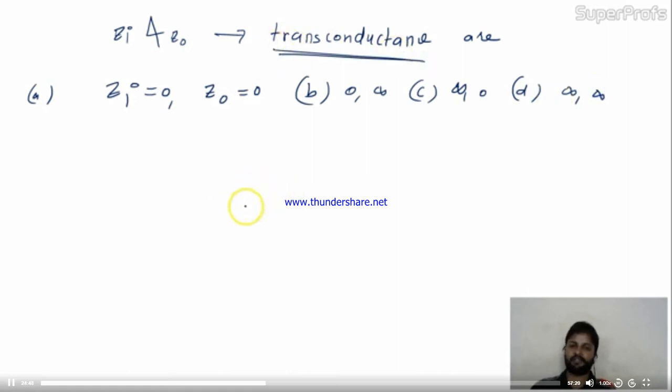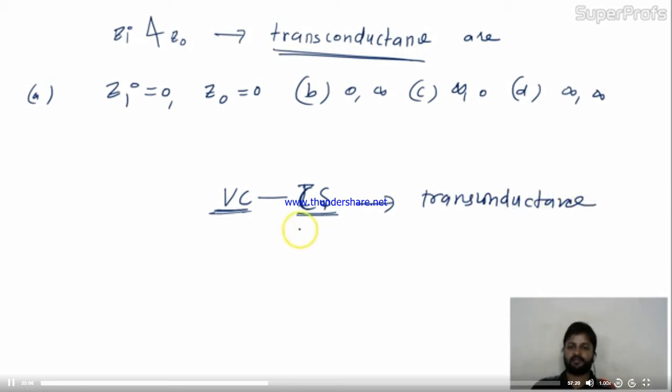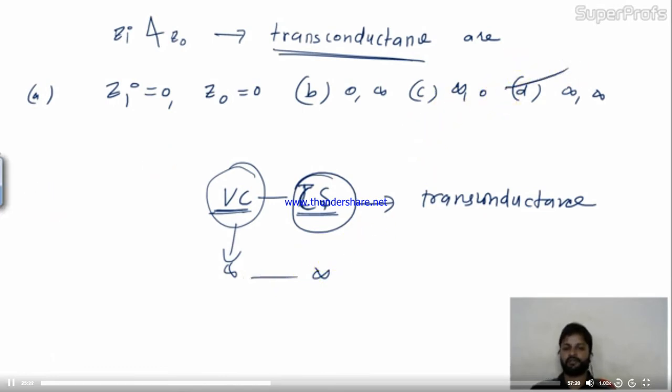Transconductance. You need conductance. So at the output stage you need current source. At the input you need voltage control. So this is current divided by voltage is nothing but transconductance. Is it okay, friends? So transconductance, output divided by input is coming conductance. So voltage control means series. Series means infinity. Current source means infinity. Infinity, infinity. Option D is correct for this. Is it okay?